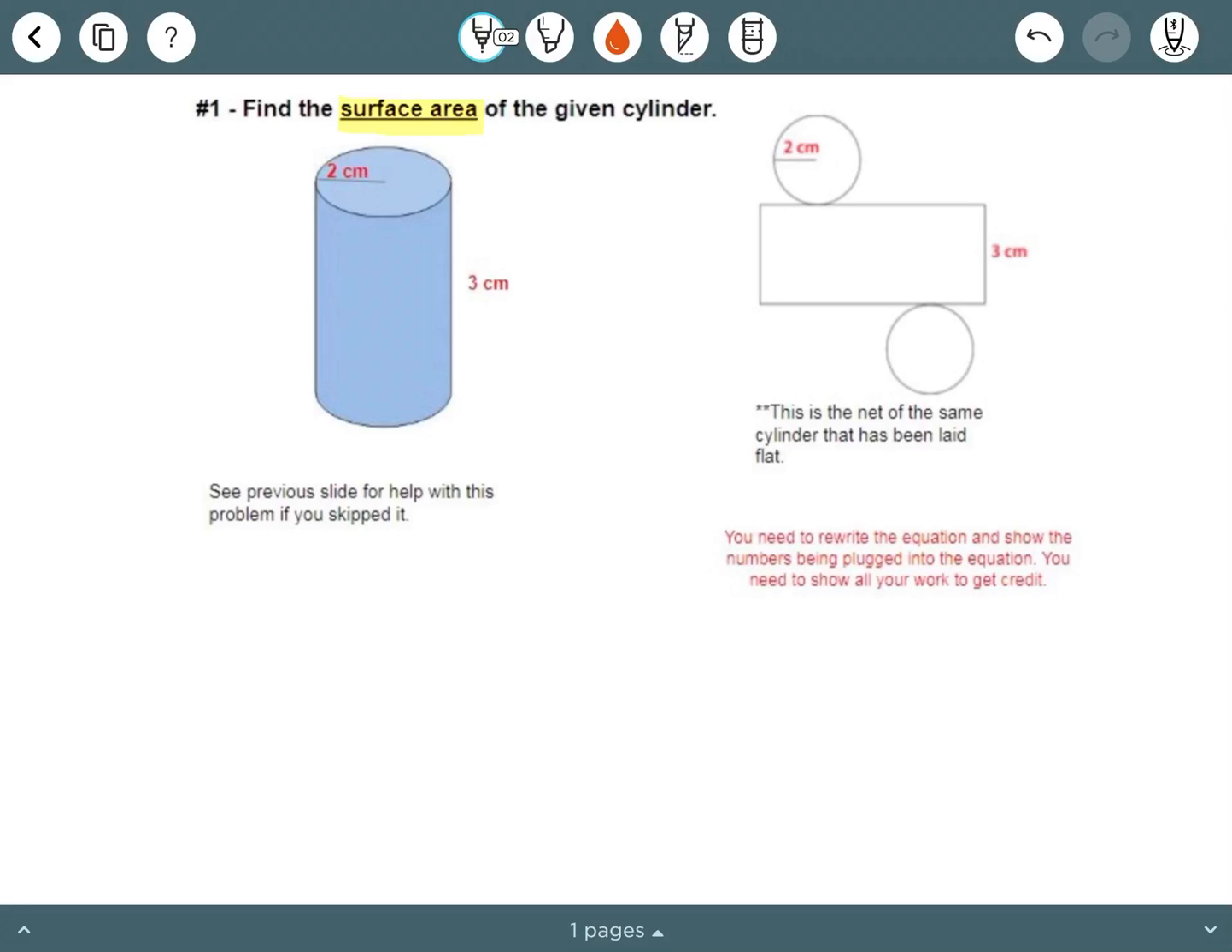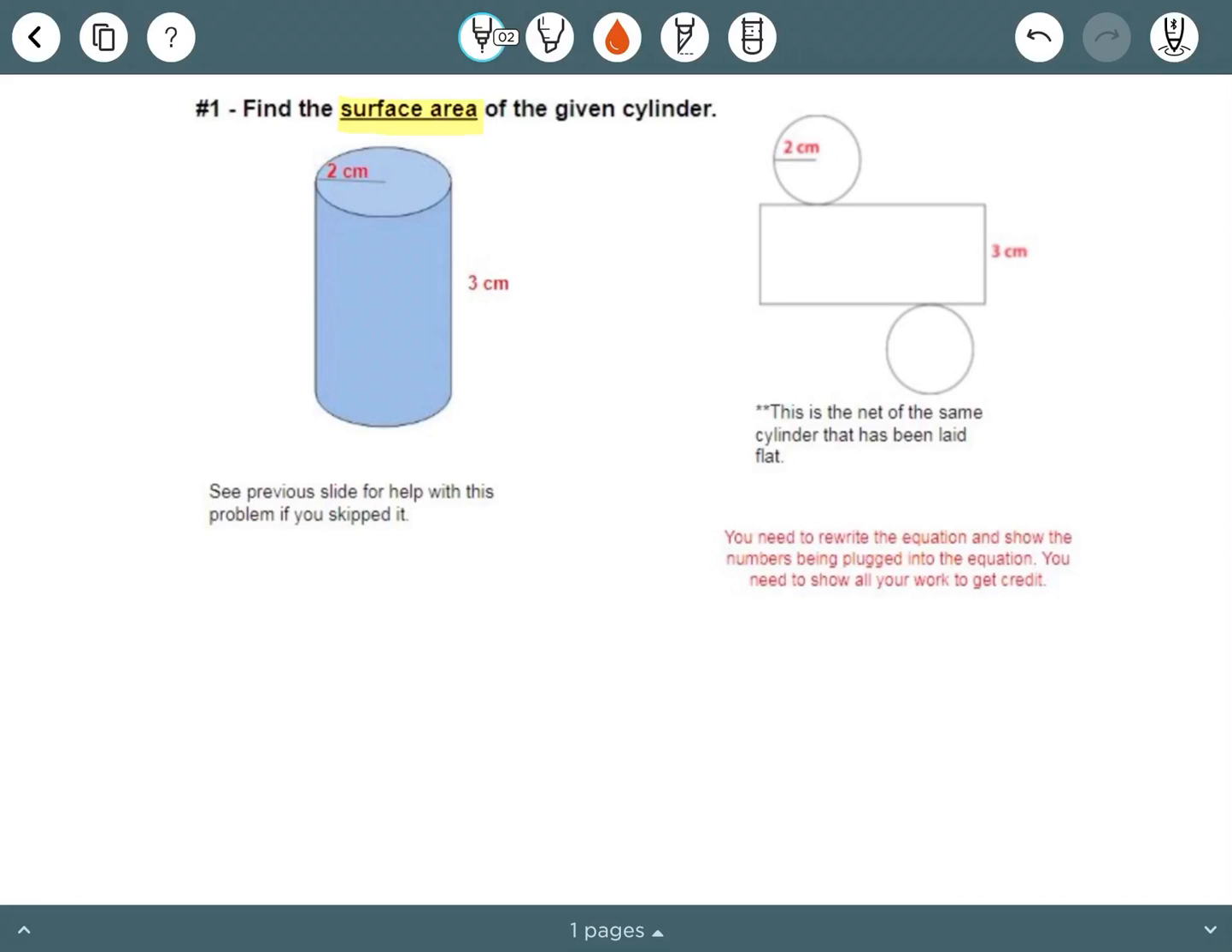So these problems are coming from the slides that are on the lesson today. If you go into Google Classroom and look at the lesson for today, you're going to need to take a look at those slides. It has a variety of other useful information such as formulas and vocabulary words.